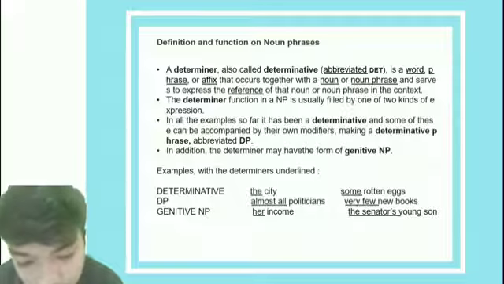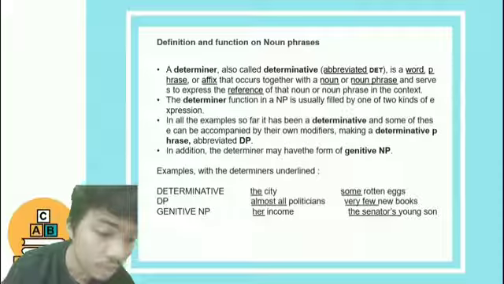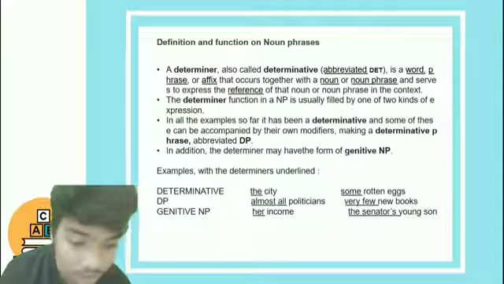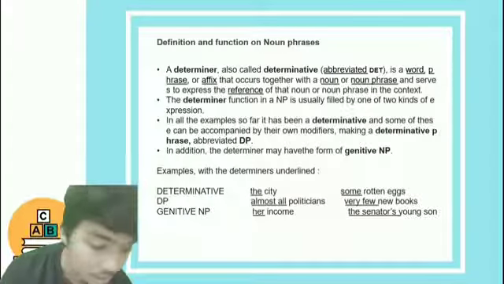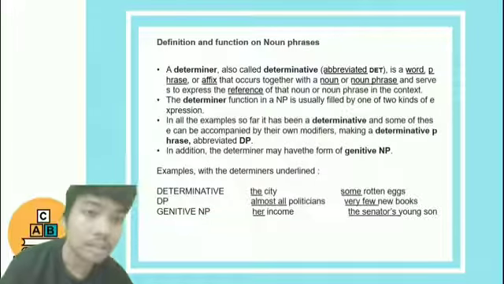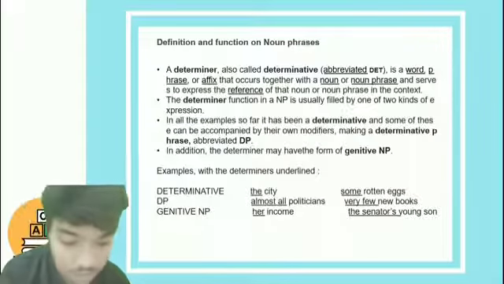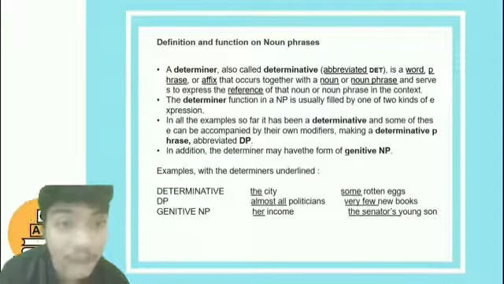The determiner function in a noun phrase is usually filled by one of two kinds of expression. In all the examples so far, it has been a determinative, and some of these can be accompanied by their own modifiers, making a determinative phrase, abbreviated DP. In addition, the determiner may have the form of a genitive noun phrase.